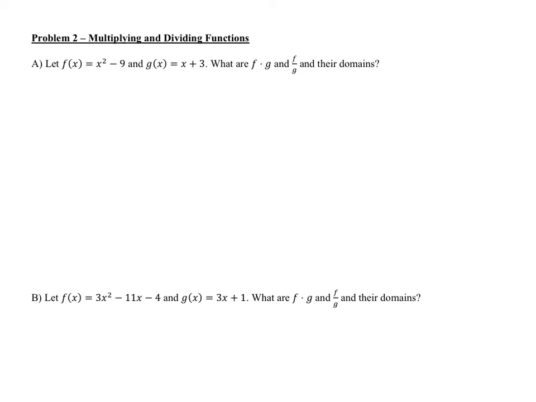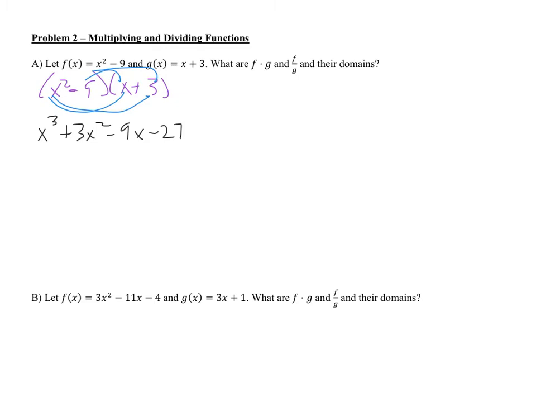So now here we have multiplying and dividing. So first we're doing multiplication. So when you're multiplying, if I write this out, I'm going to make sure to put this in parentheses. So my function of f would be x squared minus 9 times my function of g, x plus 3. Now when you see this, you have to FOIL. First, outside, inside, last. So if I FOIL this out, I would get this, and I look, there's no like terms, so that would just be multiplying together.